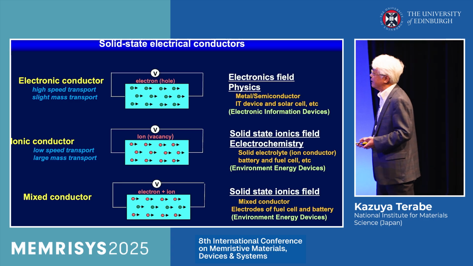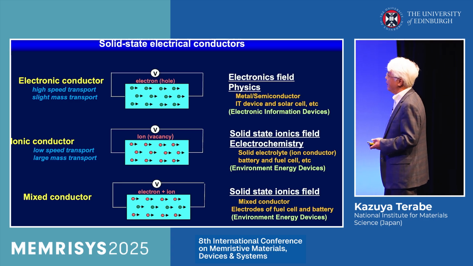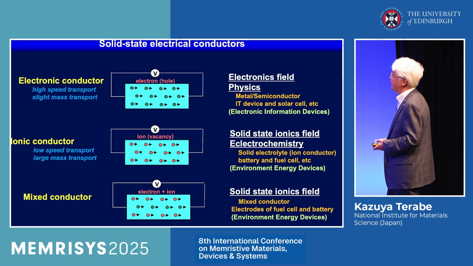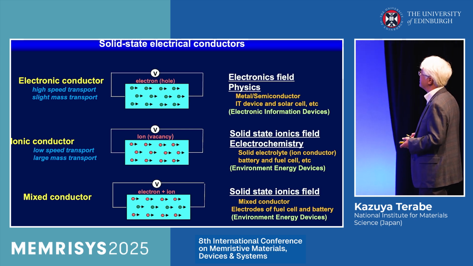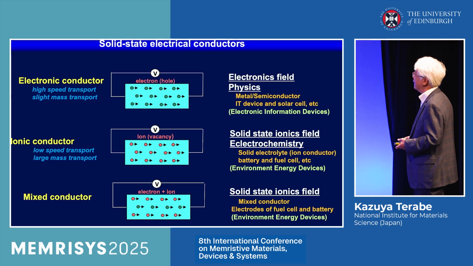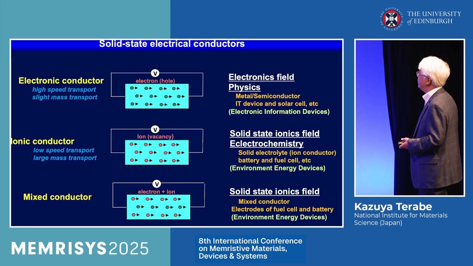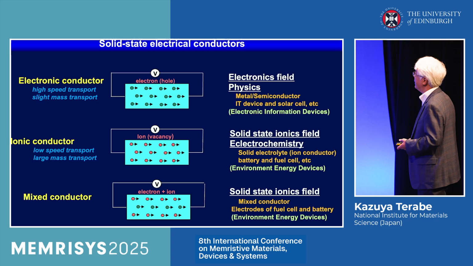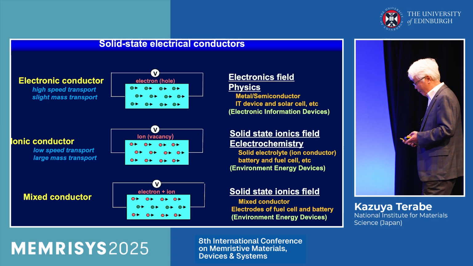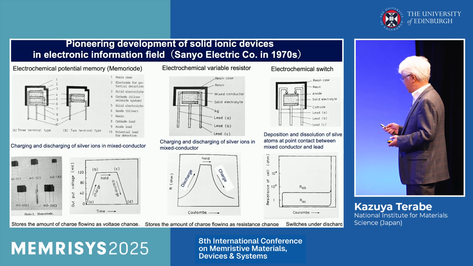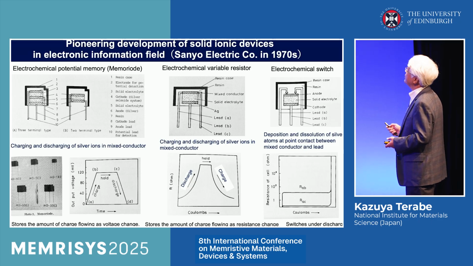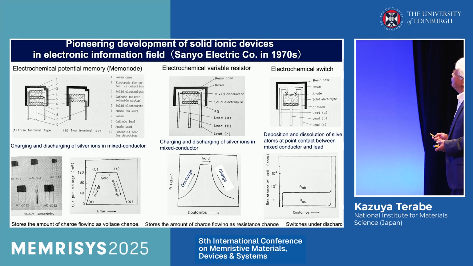And the other is the mixed conductor. In this material, both electrons and ions move. So this field is also called the solid-state ionics field. The material used is a mixed conductor, and it is used for the electrodes of fuel cells and batteries. This is also used in environmental and energy devices. But in the old days, ionic devices were used in the electronic information field.